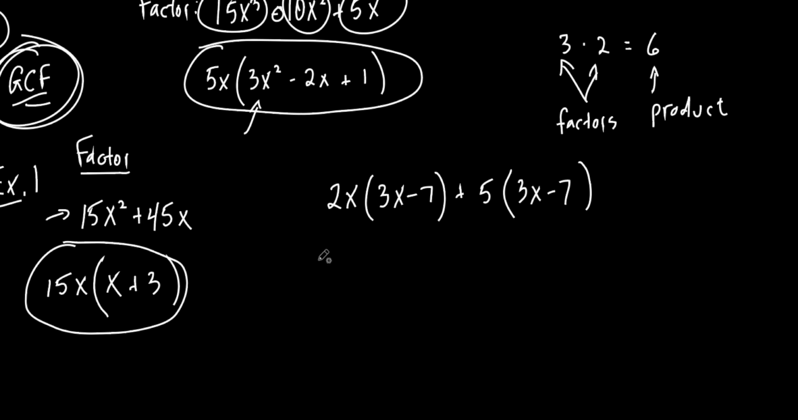So guess what I'm going to do? I'm going to pull that out. Because everything's being multiplied by 3x minus 7, isn't it? This is being multiplied by 3x minus 7. This is being multiplied by 3x minus 7. So I pull that greatest common factor out. I've got to put a parentheses here. Let's find out what's left over now.